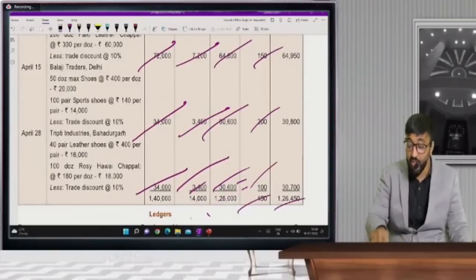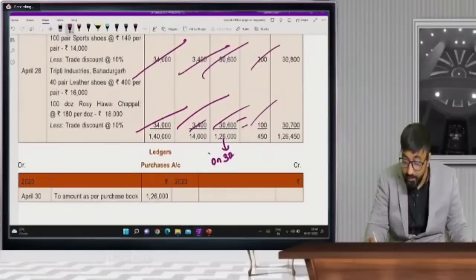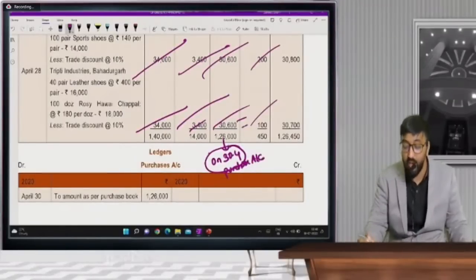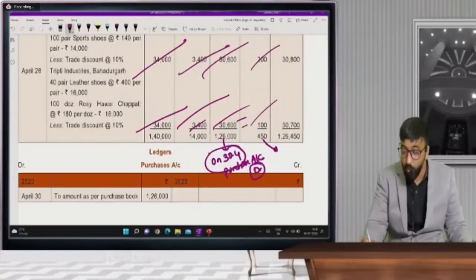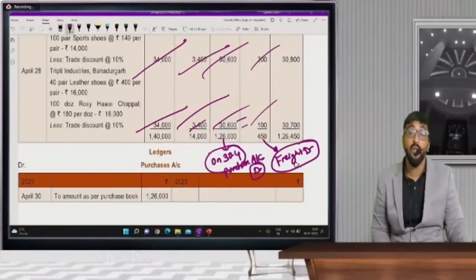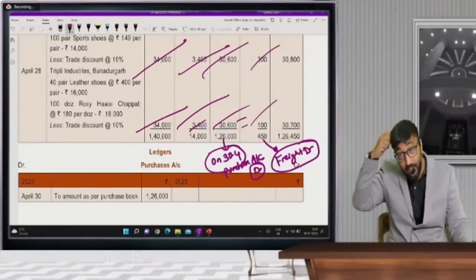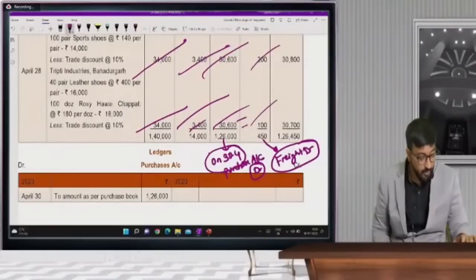Now, what is ledger posting? In ledger posting, on 30th April, you will take it to purchase account debit, and 450 you will take it to freight account debit. But when to take, beta? On 30th April. Now you got this concept. Very easy, beta.